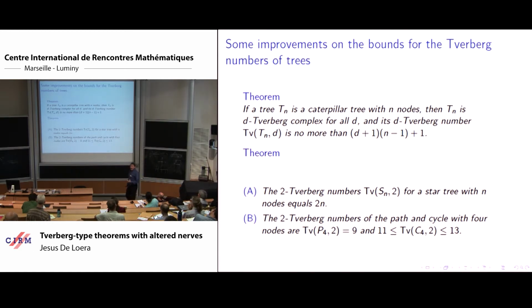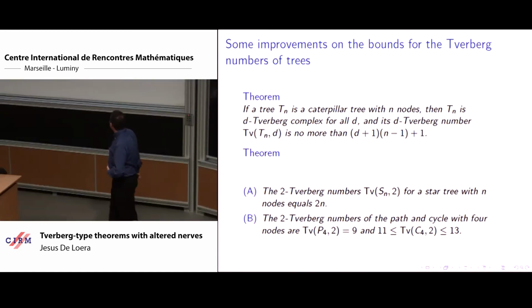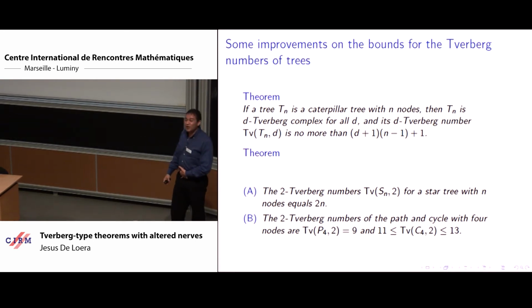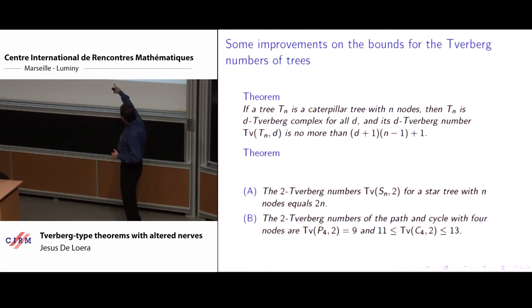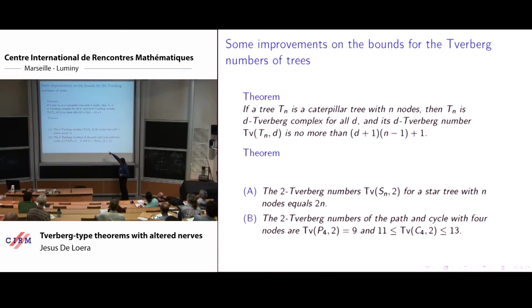But in general, it's pretty darn hard to find the exact Tverberg number. For example, for the fourth cycle, we don't know exactly what the Tverberg number is. It's between 11 points and 13 points.